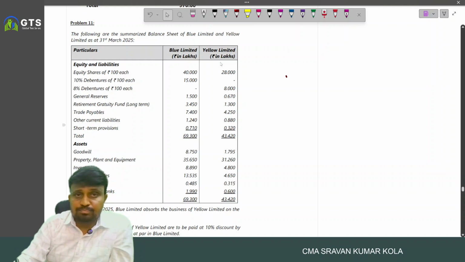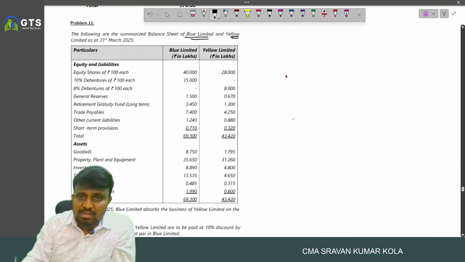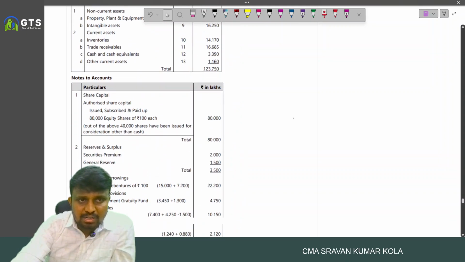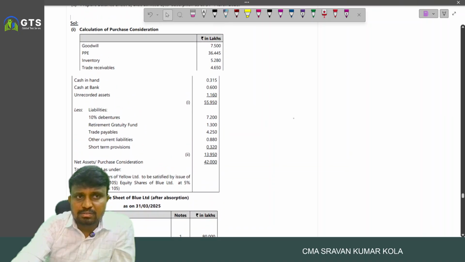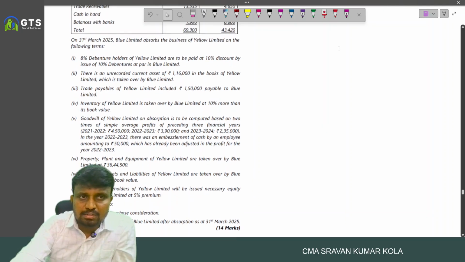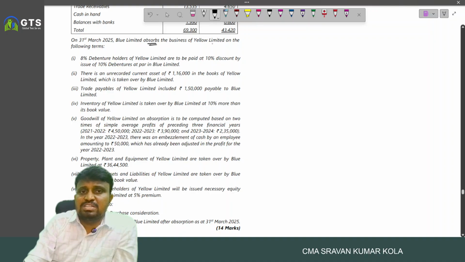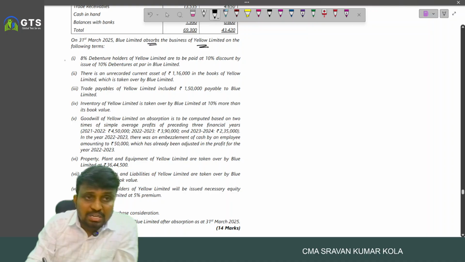And next, coming to the 11th one. The following is the summarized balance sheet of Blue Limited and Yellow Limited. And here is the balance sheet and its data was given. On 31st March, Blue Limited absorbed the business of Yellow Limited on the following terms.